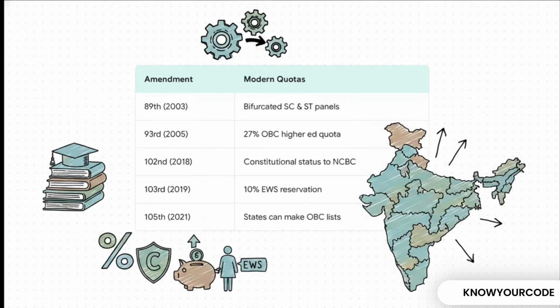And here is the modern landscape of social justice. The 89th split the oversight commissions for scheduled castes and tribes into two totally separate bodies. The 93rd cleared the path for a 27% quota for other backward classes in higher education. The 102nd gave the National Commission for Backward Classes formal constitutional status. Then came a major shift in 2019. The 103rd Amendment allowed up to 10% reservation based specifically on income, known as economically weaker sections. Finally, the 105th explicitly restored the power of individual states to maintain their own lists of backward classes.